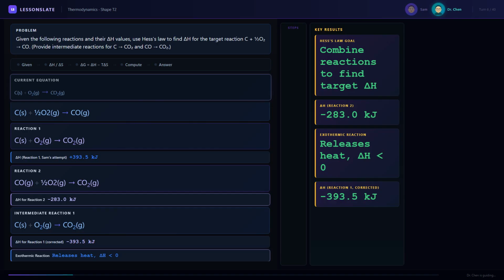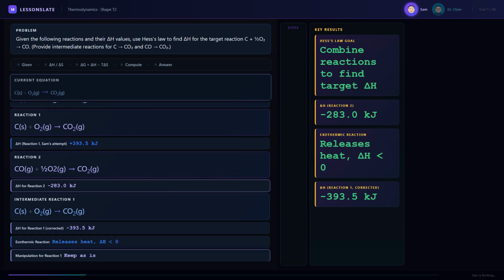Now that we have the correct delta H values for both intermediate reactions, how do we combine them using Hess's law to get our target reaction, solid carbon plus 1/2 oxygen gas yields carbon monoxide gas? What's your first thought on manipulating these equations?